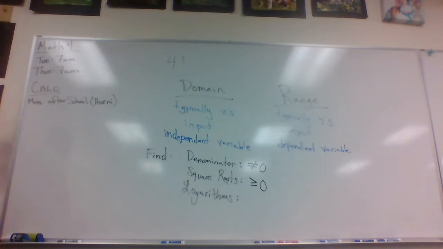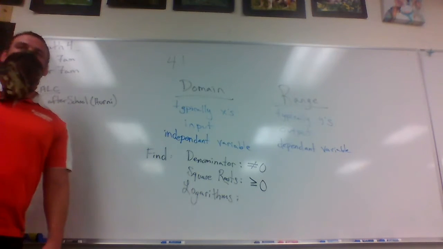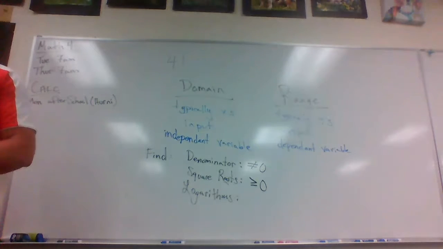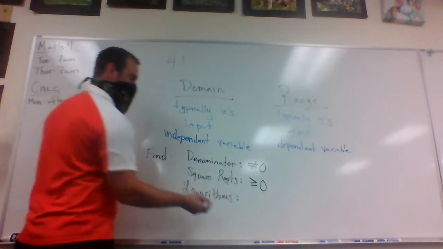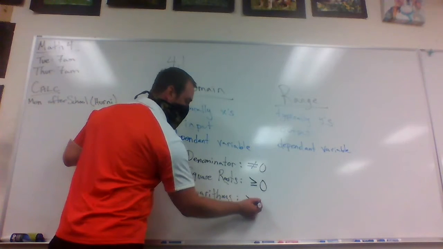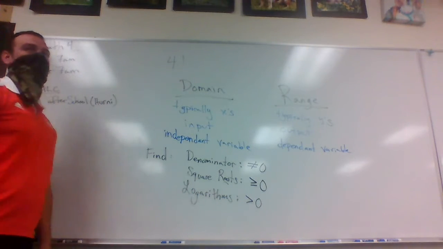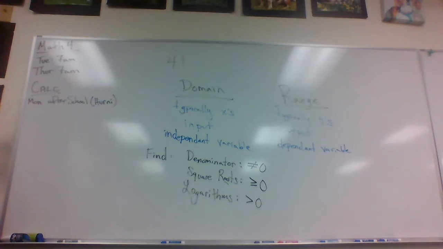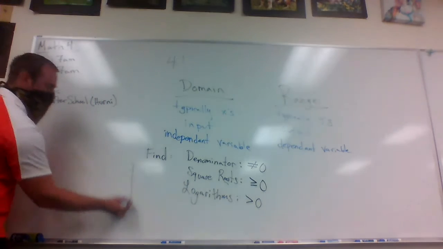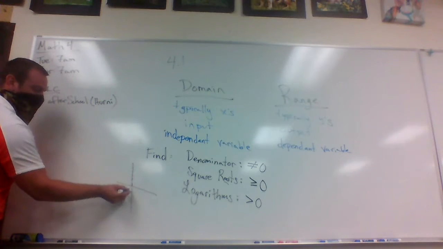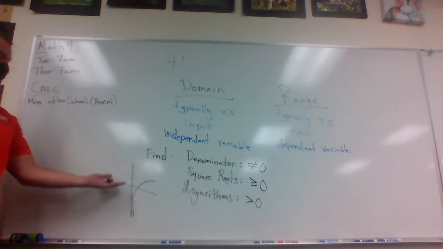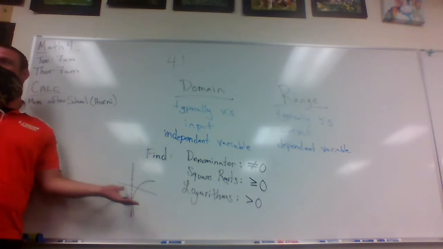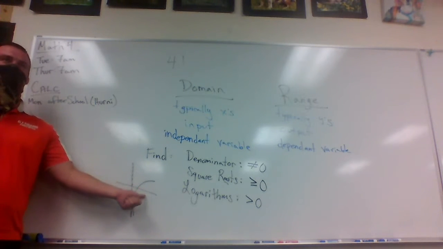And then what about the logarithms? Can we take the logarithm of a negative number? No. Can you take the logarithm of a positive number? Yes. Can you take the logarithm of 0? No, log of 0 is undefined. If you guys remember your graph of a logarithm, it's a vertical asymptote at 0, and it looks like that. So you can't have 0 or negative numbers for a normal logarithm. Does this make sense?